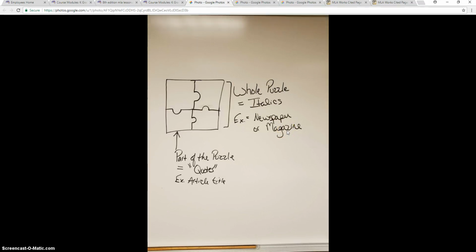The name of your music album, the name of a journal. If something is in quotation marks, it's part of the puzzle. A bunch of them come together to create the whole puzzle. Think article titles, song titles, names of your chapter, that kind of thing.